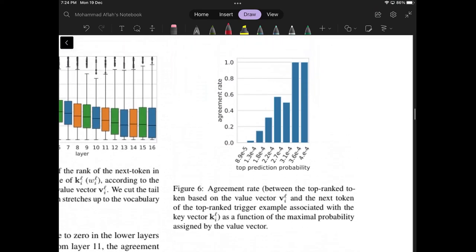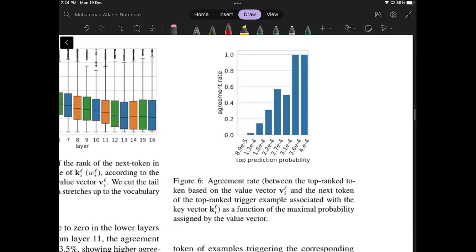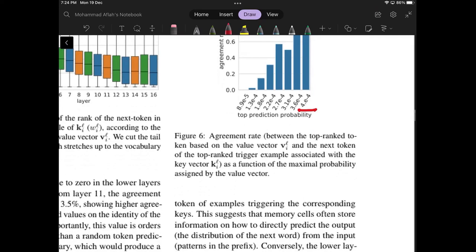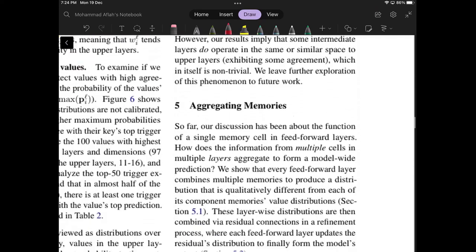And looking at the predicted probability and agreement rate between the top rank token and the next token as a function of the maximum probability assigned by the value vector. So you can see that probabilities are high for agreement rates in many cases. So these values might look very low, right? But in fact, you have a distribution over a quarter of a million tokens, I believe. So these values are pretty high.